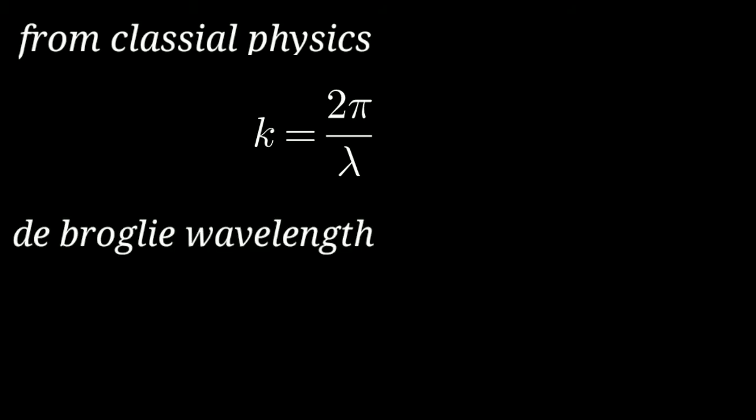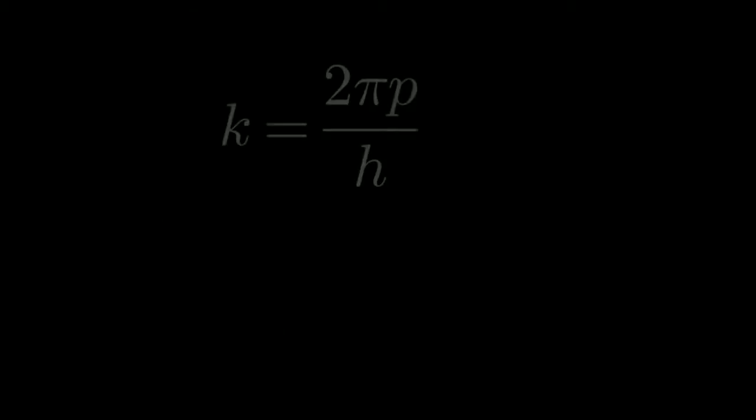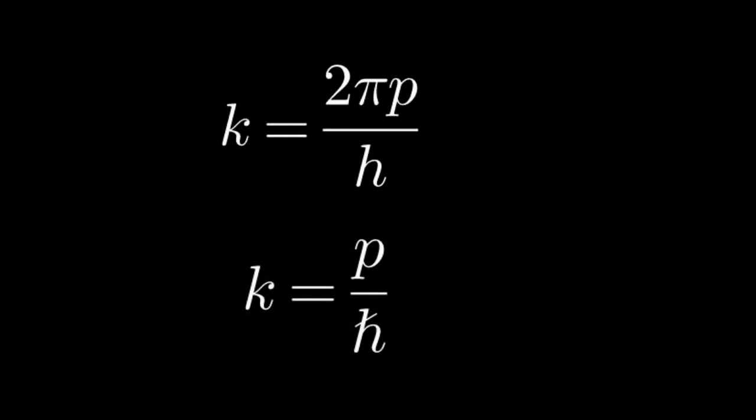Now remember the de Broglie wavelength from your high school physics, which says that λ is equal to h over p, where p is the momentum of the wave. Now we will substitute the value of λ from the de Broglie wavelength into the above equation and we will get this expression, which is k is equal to 2πp by h. Now we will write this equation in terms of the reduced Planck's constant and we will get k is equal to p over ħ, where ħ is the reduced Planck constant, which is just equal to h over 2π.